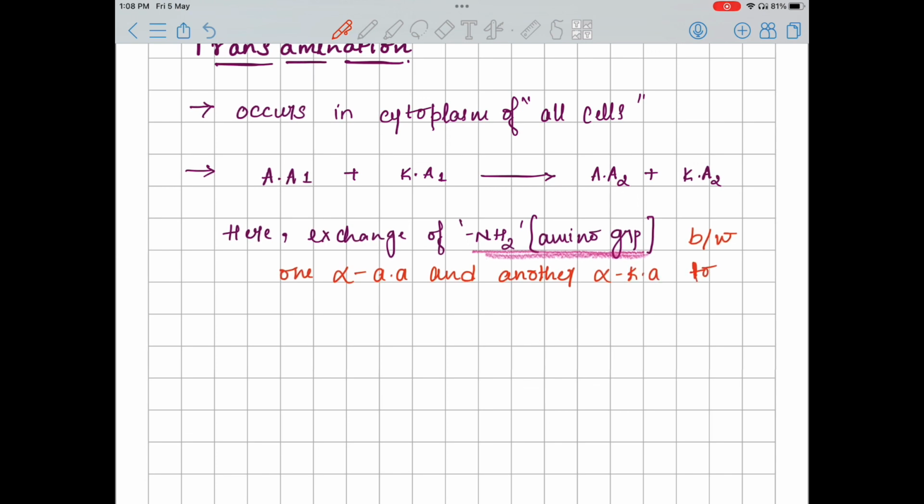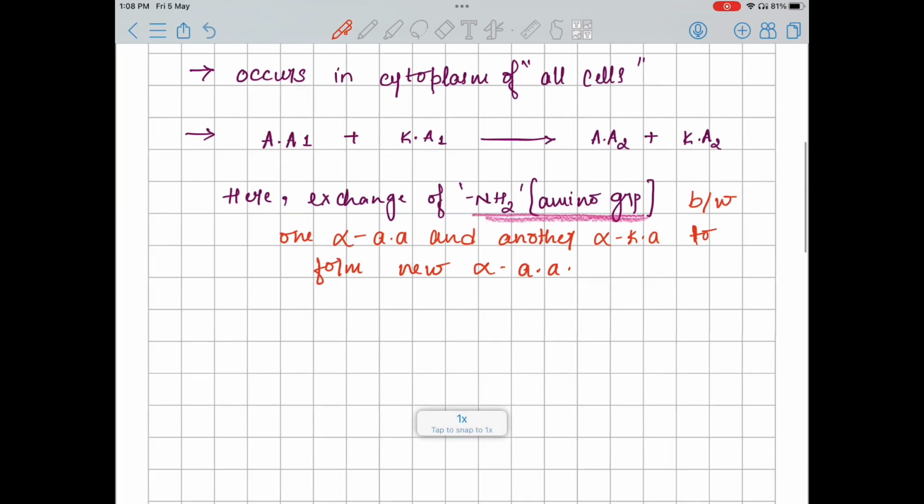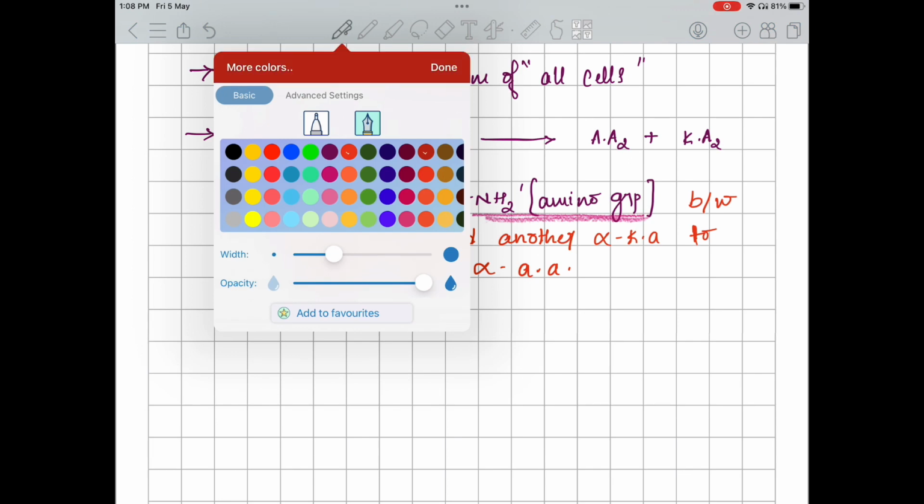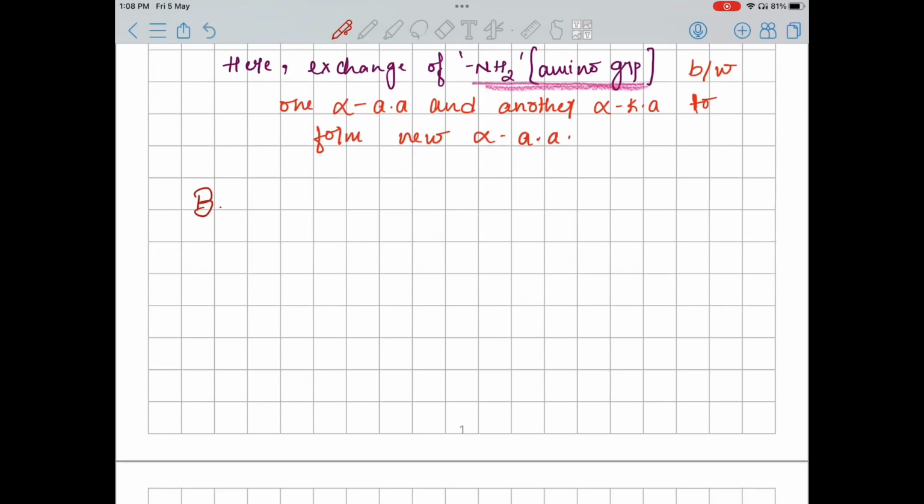Now if we look ahead, this entire process is taking place just for the formation of a new amino acid from an old amino acid. It's nothing new and old, but just this transfer of amino group. So this is transamination. Now we'll look at the basic overview, what actually takes place, why is NH2 group transferred, and why these processes are occurring.